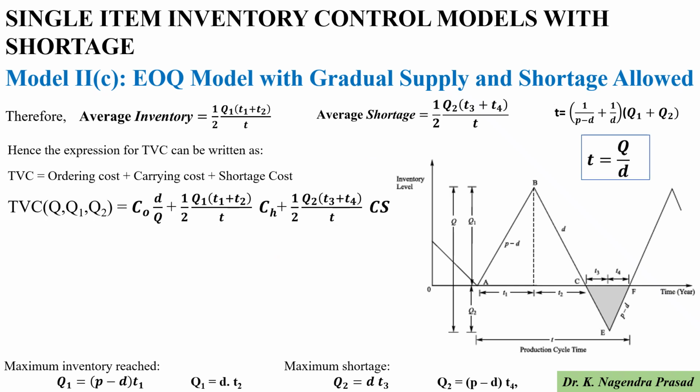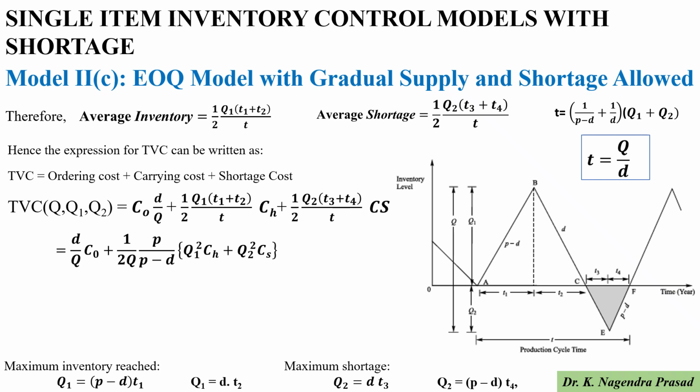Next we calculate the total variable cost, which is equal to the ordering cost plus carrying cost plus shortage cost. Then the total variable cost in terms of Q, Q1 and Q2 is equal to the ordering cost C0 into D by Q, plus carrying cost 1 by 2 into Q1 into (T1 plus T2) divided by T into CH, plus shortage cost 1 by 2 into Q2 into (T3 plus T4) divided by T into CS.